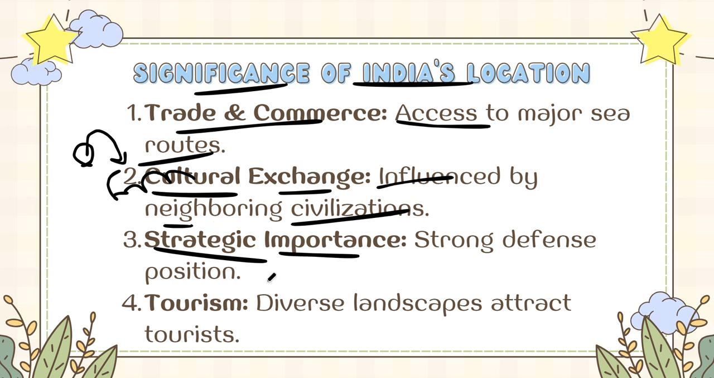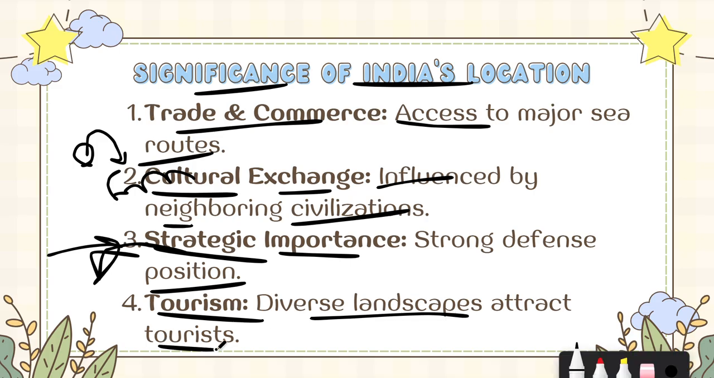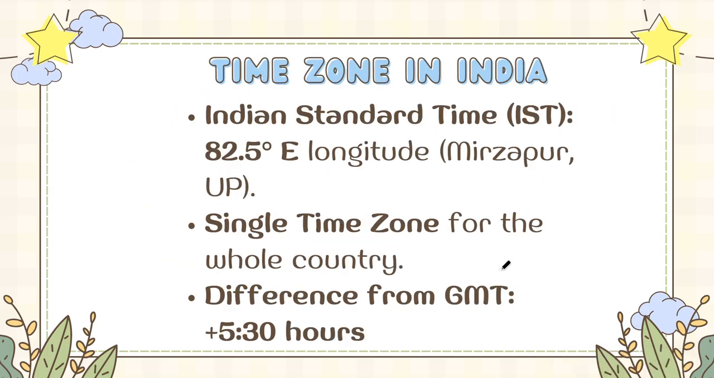Strategic importance, strong defense position. It has a strong defense position. If someone comes to attack them, they can attack in reverse. Tourism, diverse landscape that attracts tourism. Tourism means, children, we have many landscapes that you can watch.